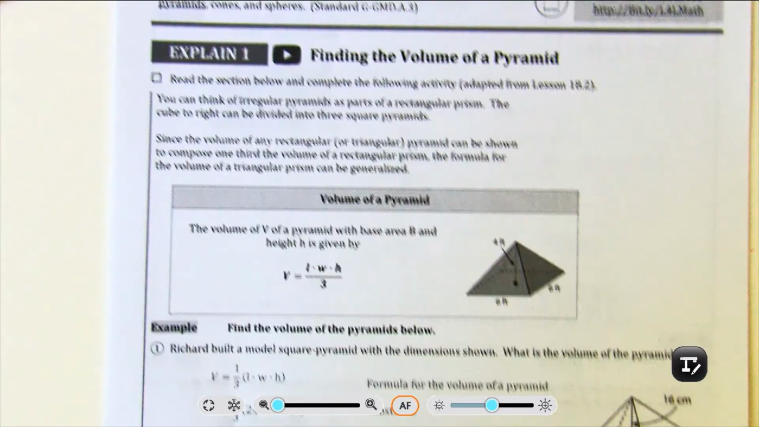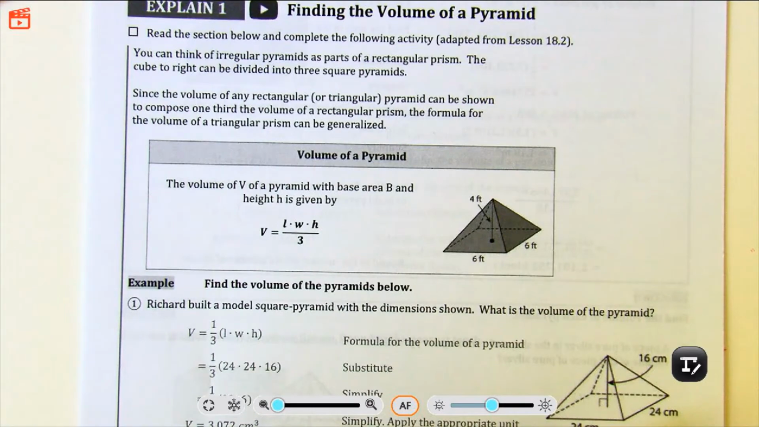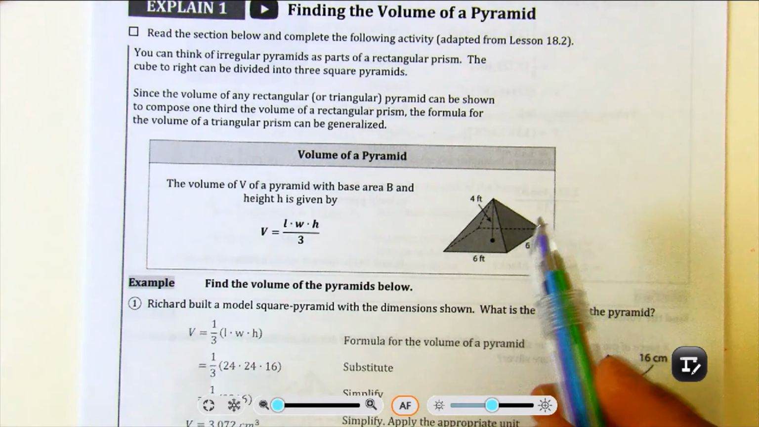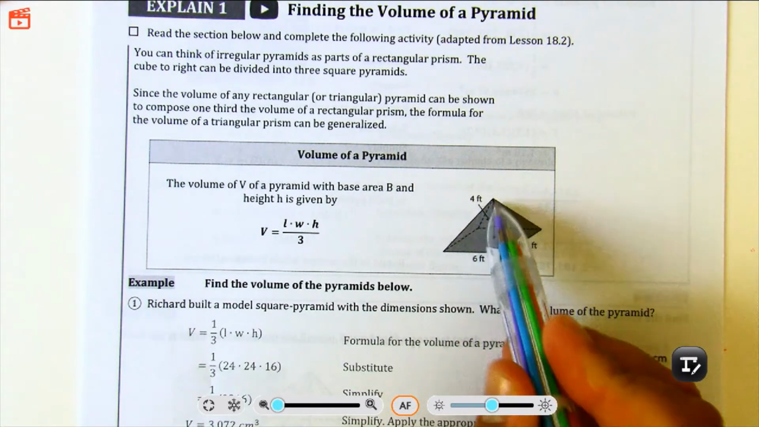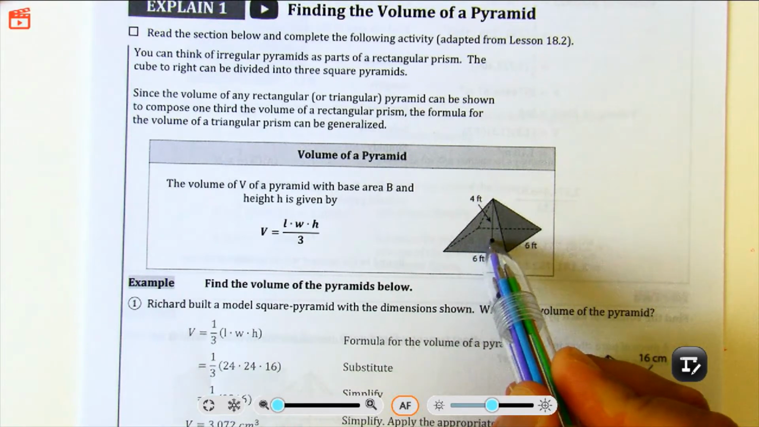So what I want to do first is just mention what is the length, what is the width, and what is the height. So length, width, and then the height is the vertical height from the ground to the top of the pyramid.